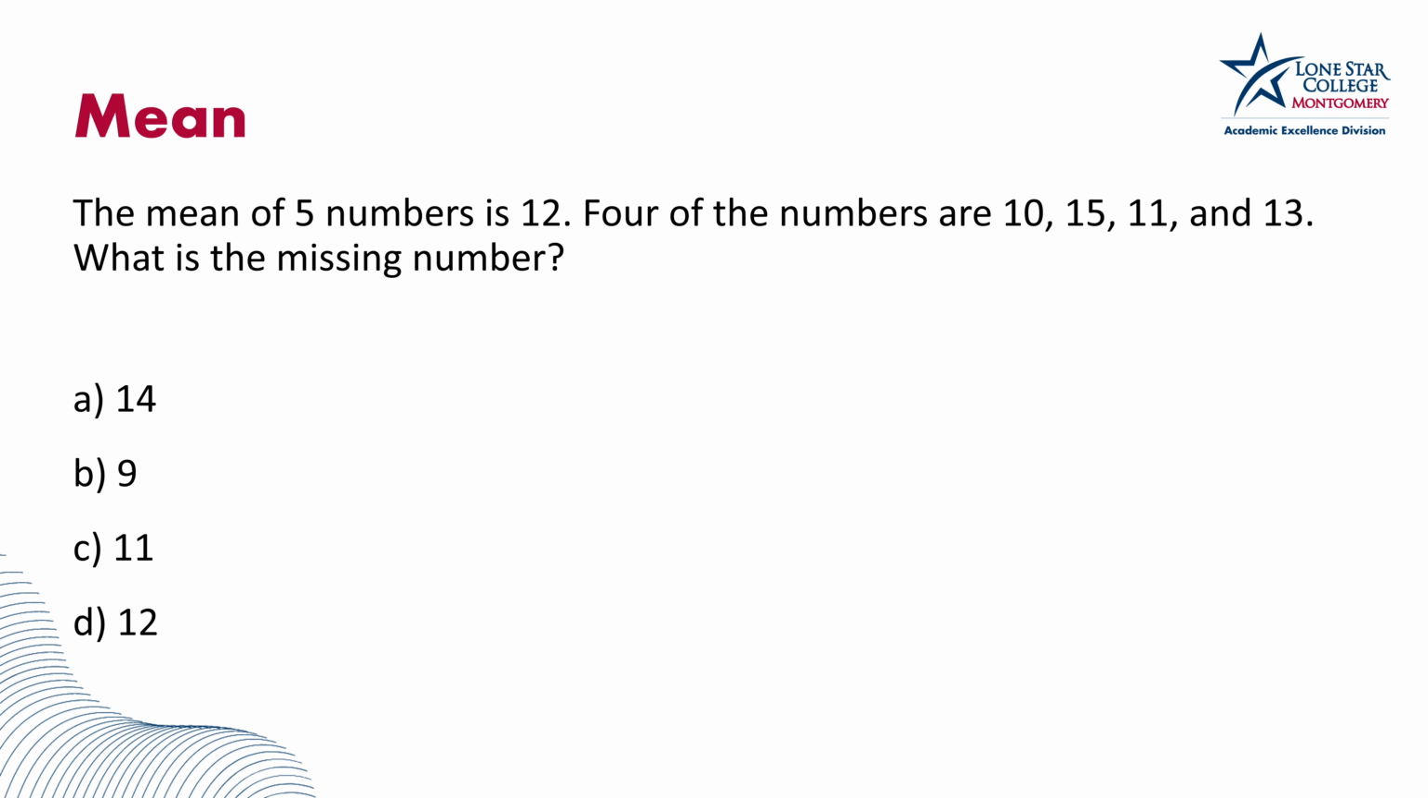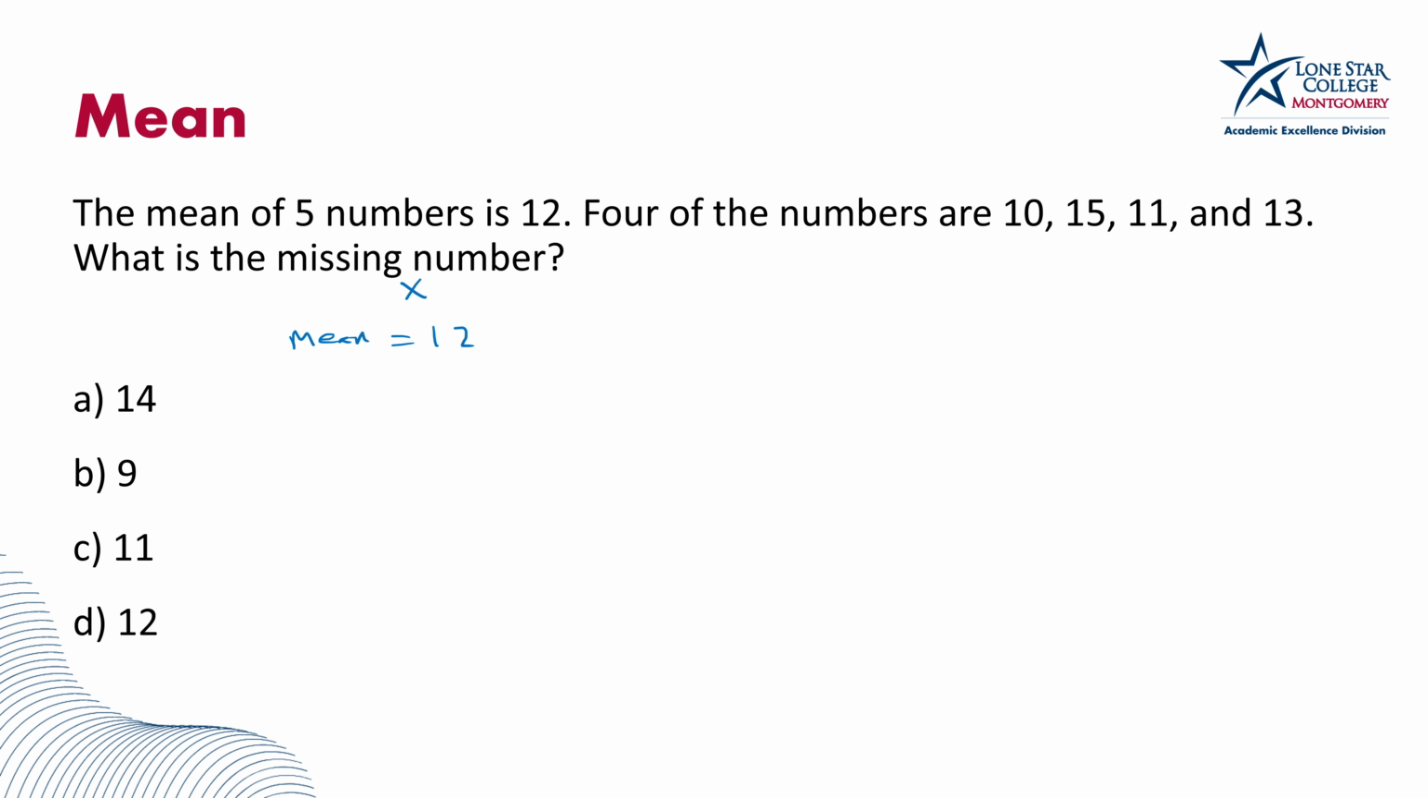So we're given that the mean of 5 numbers is 12. And we know 4 of the numbers: 10, 15, 11, 13, and we don't know the 5th number though. So let's call that 5th number, that missing number, x.